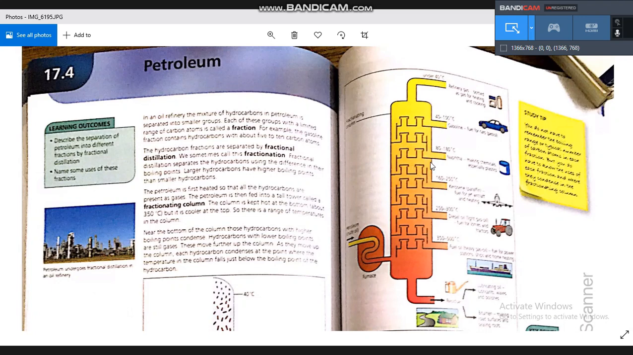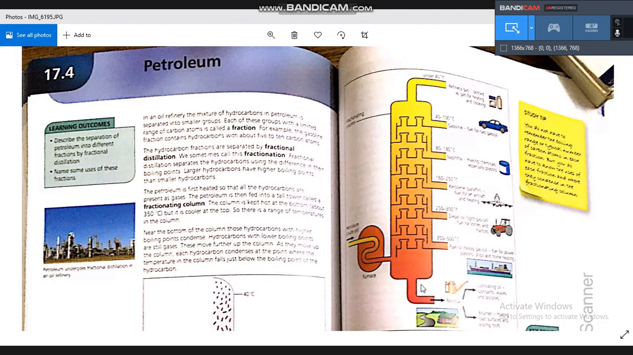From the top of the fractionating column, we will get gas. From the middle, we will get liquids. Liquids that can be used for vehicles, for aircraft, for heavy vehicles, and so on. Okay. From the bottom of the fractionating column, we will get solids.